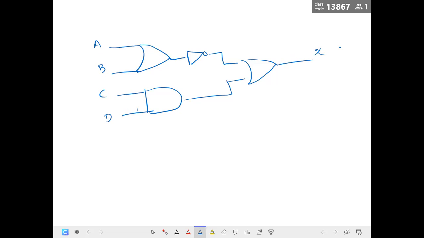Right, try this one. Okay, then we will try getting the answer, right? Output to here, right? This is an OR gate. Inputs are A and B. Output is A or B, right? Here, this is an AND gate. Inputs are C and D. Output is C and D.